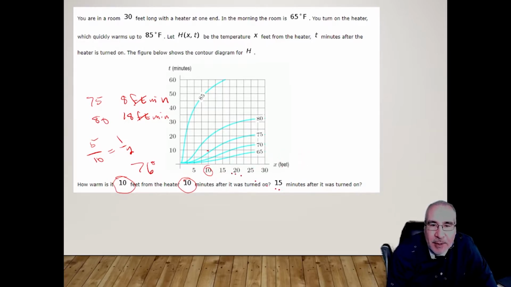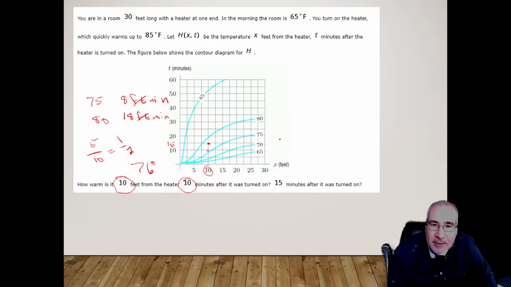So let's try this. How about 15 minutes after it was turned on? How warm is it 10 feet from the heater, 15 minutes after it was turned on? So here's 15 minutes. There's 10. There it is right there. Now we could kind of do the same thing: 75 at 8 minutes, 80 at 18 minutes.